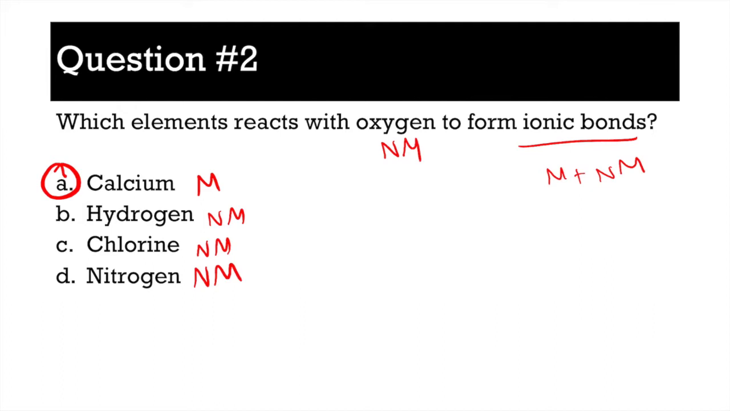So even if we give you really weird named elements, you can still figure it out. It's still a very simple question. You just have to look at your periodic table. And again, ionic bond is metal and non-metal.